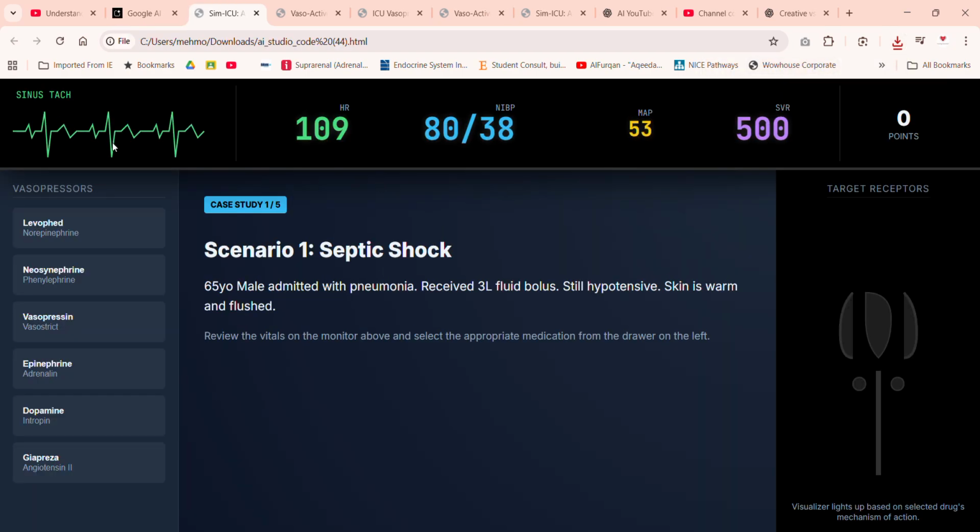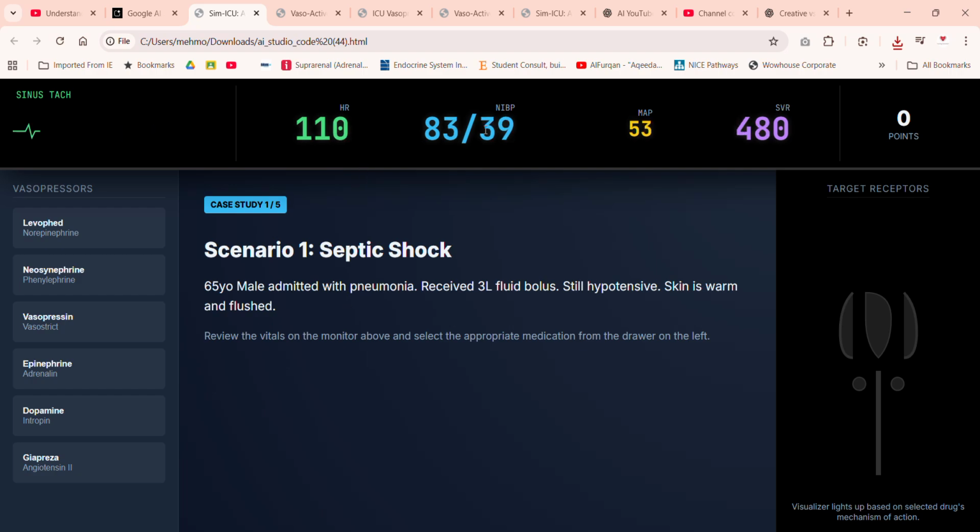So here is again ECG and sinus tachycardia, heart rate, blood pressure, MAP, and SVR. And actually it has provided us case scenarios in which a 60-year-old admitted with pneumonia received a 3-liter fluid bolus, still hypotensive, skin is warm and flushed. Review the vitals on the monitor above, then select the appropriate medication from the drawer.